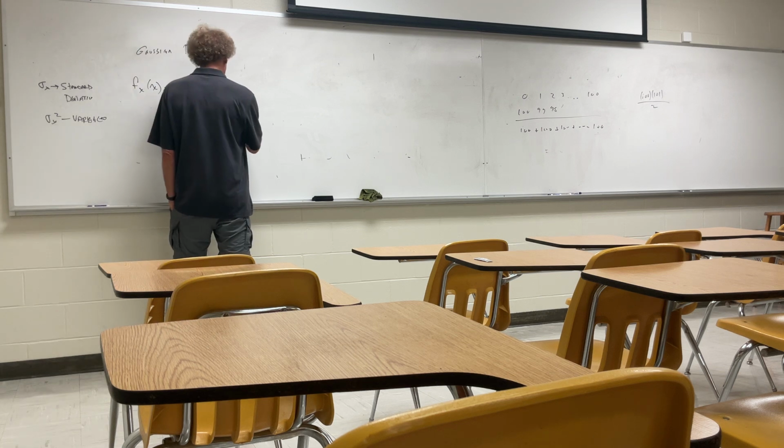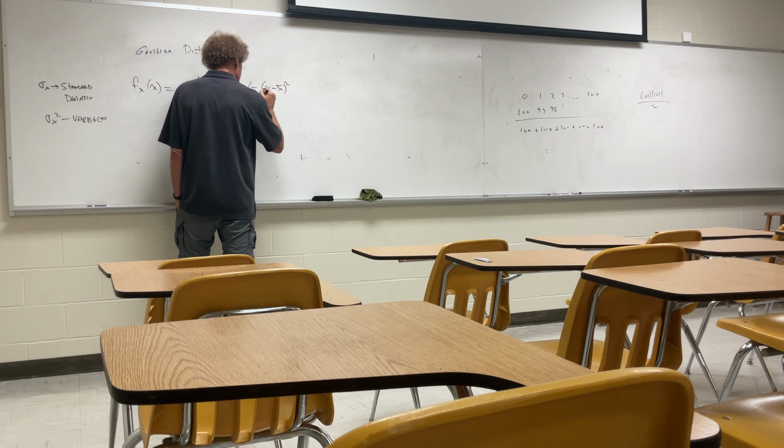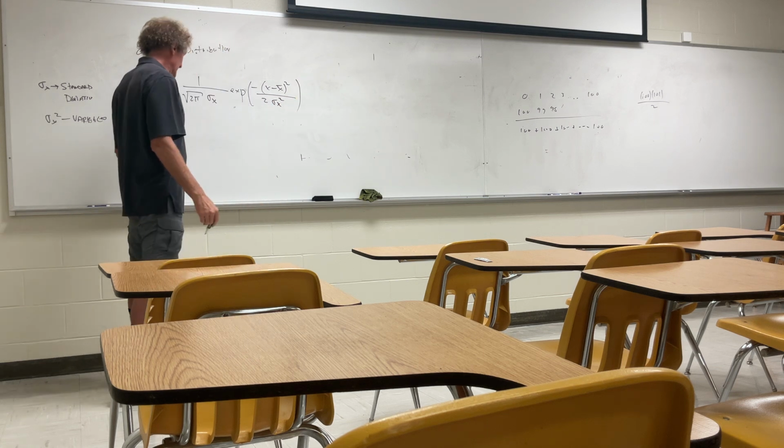Then it's going to be times exp to the minus, and here you have to be careful, it's x minus x bar squared over 2 sigma x squared. So that's the density function.